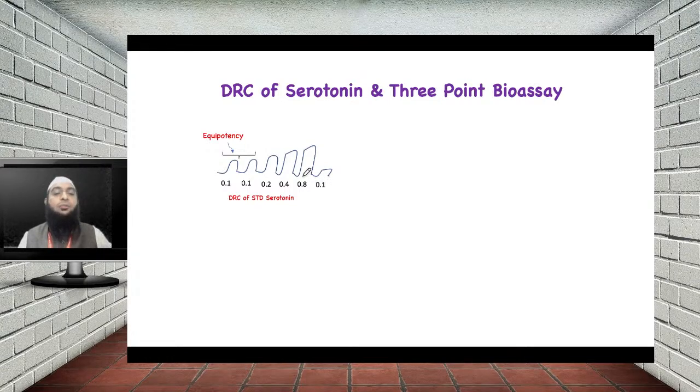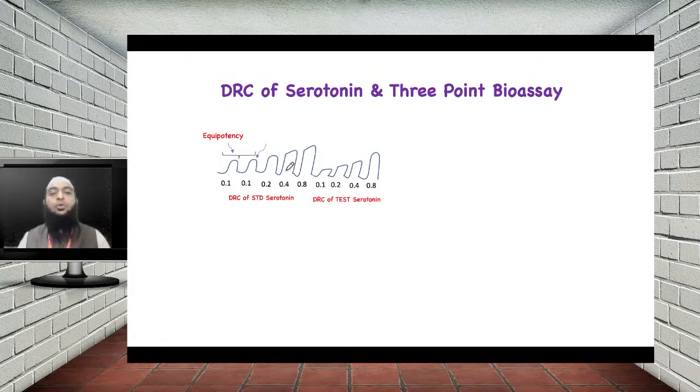So you give 0.1 ml of the test, then you can give the 0.2 ml dose of the test. Here also you can see as the dose is increased, there is an increase in the response. Then you can give 0.4 and 0.8 ml of the test dose. So what is the observation here? You can see that as compared to the standard, every response of the test is smaller than the standard. So this is called the DRC of the test serotonin.